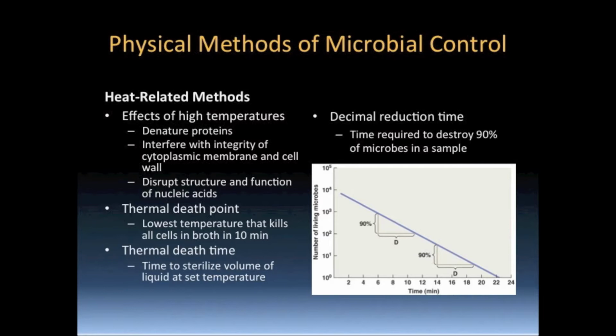We can also assess the effectiveness of heat sterilization by calculating the decimal reduction time. The decimal reduction time is the time required to destroy 90% of the microorganisms in a sample. The decimal reduction time is commonly employed within the canning industry.